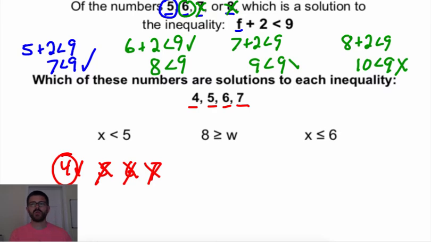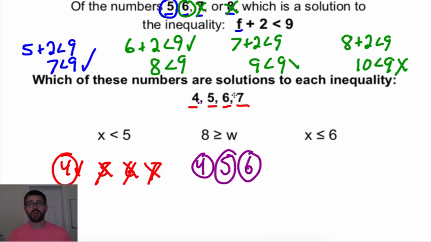Be careful on the next one when the number is first and the variable is second. It can be a little tricky. But a lot of times, say that inequality to yourself: greater than or equal to. So is 8 greater than or equal to 4? Yeah, 8 is greater than 4. What about 5? Is 8 greater than or equal to 5? Yeah. Is 8 greater than or equal to 6? Yeah. Is 8 greater than or equal to 7? Yeah, that one works as well.